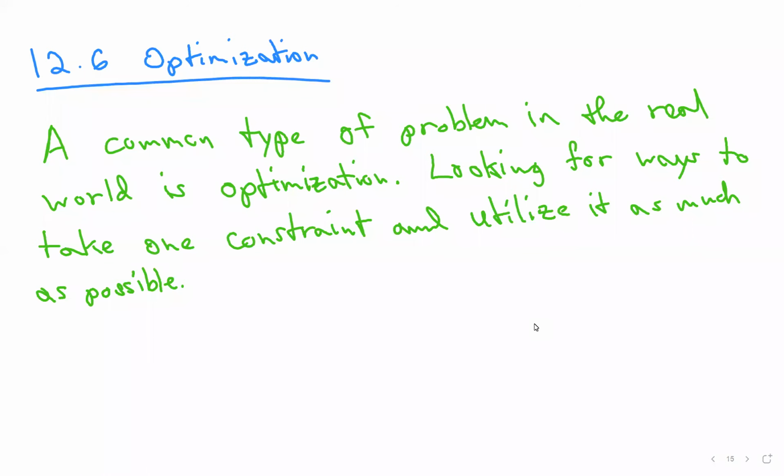Okay, so here's the section on optimization, and I'm just going to tell you what an optimization problem looks like, and the steps to approach it. Optimization problems are a very common type of real world problem. Oftentimes you're looking for ways to take whatever constraints you have and optimize it. And so you're looking for ways to take one constraint and utilize it as much as possible.